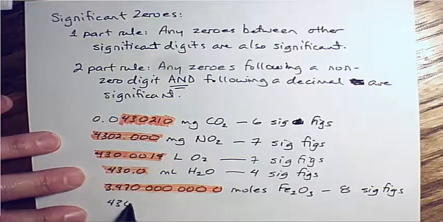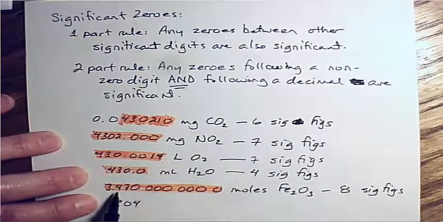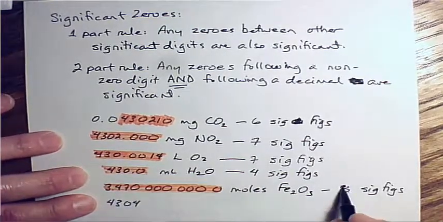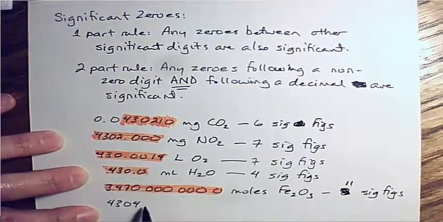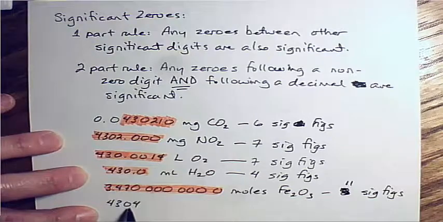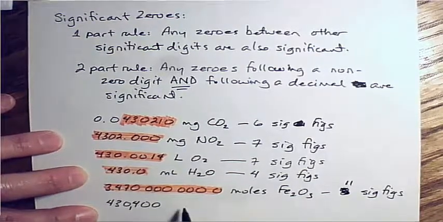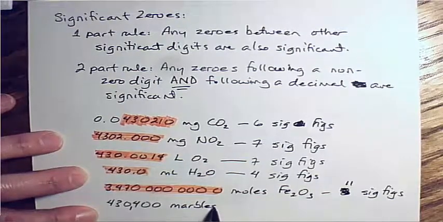Okay, let's look at one last number. Yeah, that's 11. What, did I miscount them? Oh, yeah. 8 digits, but I forgot the 3. Yeah, you're right. I forgot the 3 non-zero digits. You're right. Thank you. All right, let's see here. What did I have? Oh, I was doing this. Let's see. And let's say this is marbles.